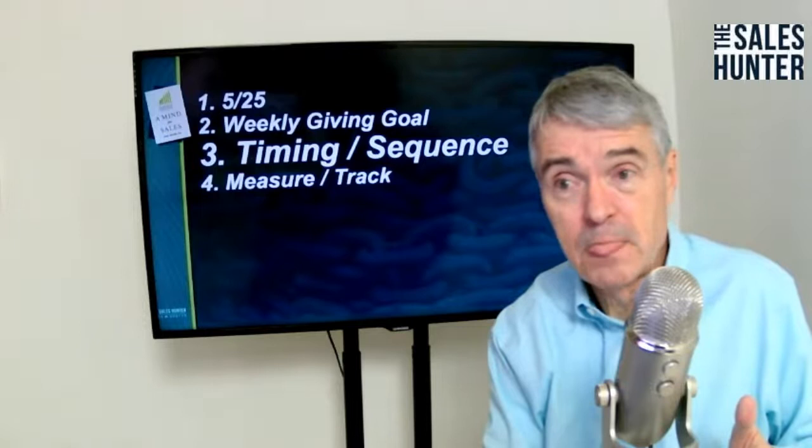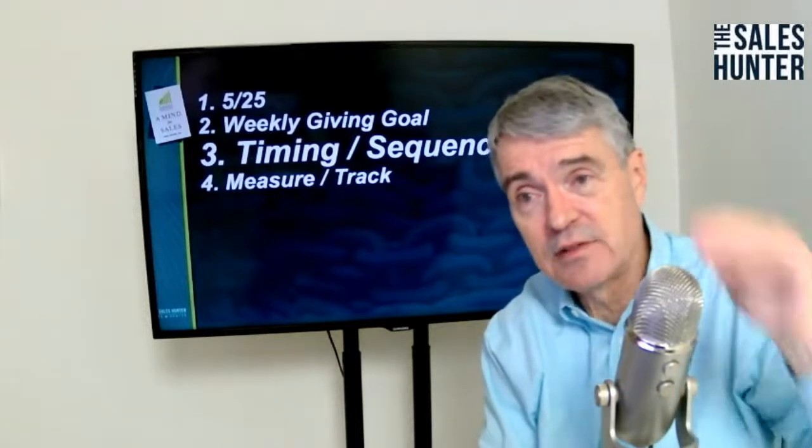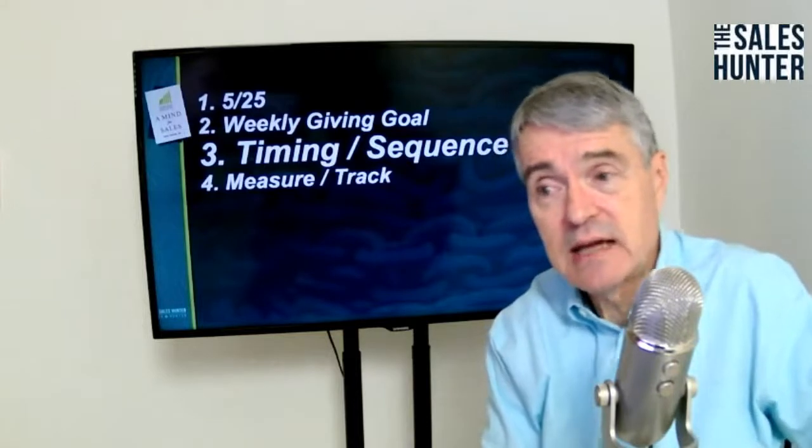So what we've gone through so far is we've gone through 525. We've gone through the weekly giving goal and the timing sequence.